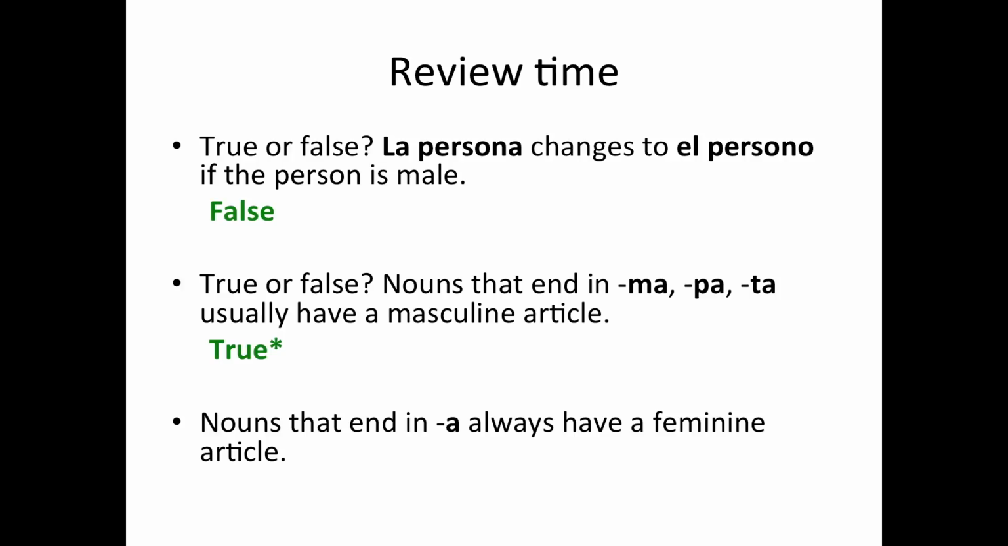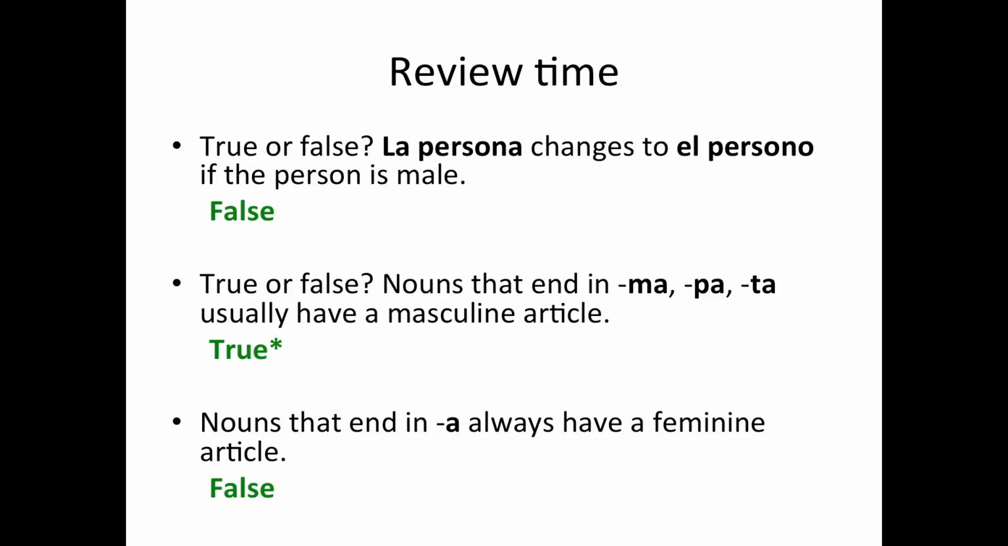Okay, nouns that end in the letter E always have a feminine article. True or false? Alright. For the most part, feminine articles are going to go along with words that end in an E. But as we have talked about in our previous videos, there are so many exceptions in Spanish. So this isn't the steadfast rule. It's a general rule, but do they always have a feminine article? No. There are lots of exceptions.